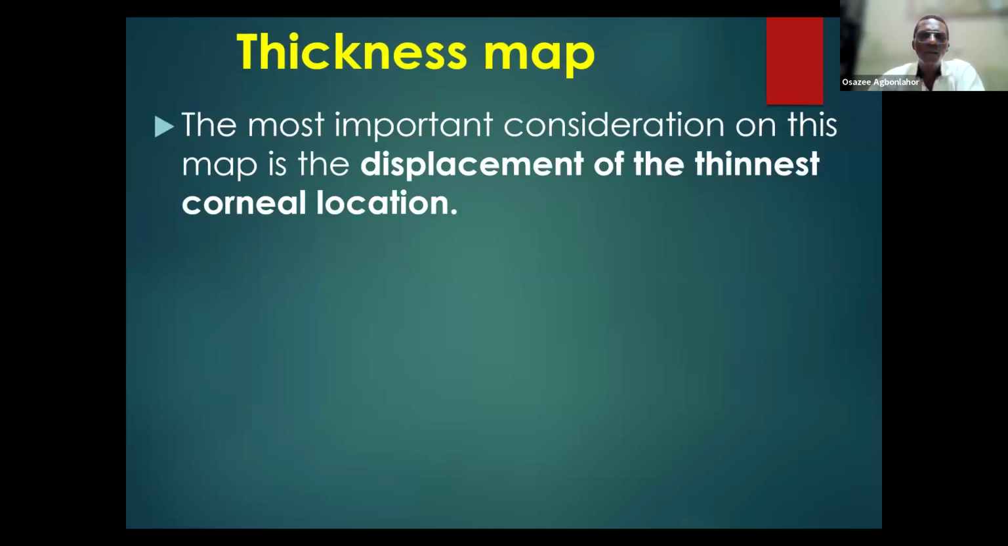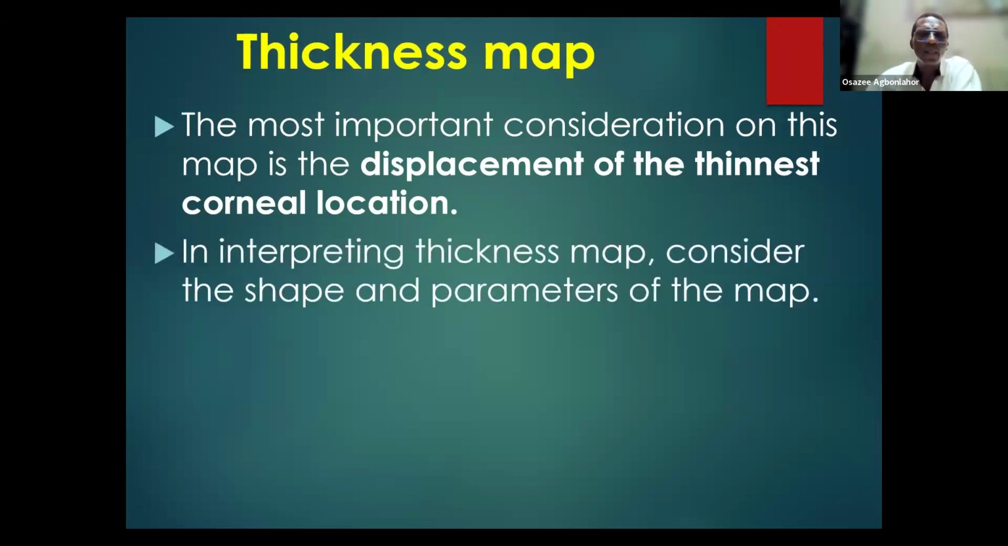Another map is the thickness map. It's also another map we look at in your corneal photograph. We'll be done with this first part, I think so.